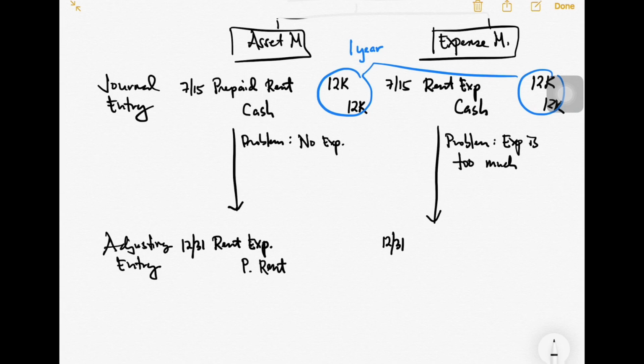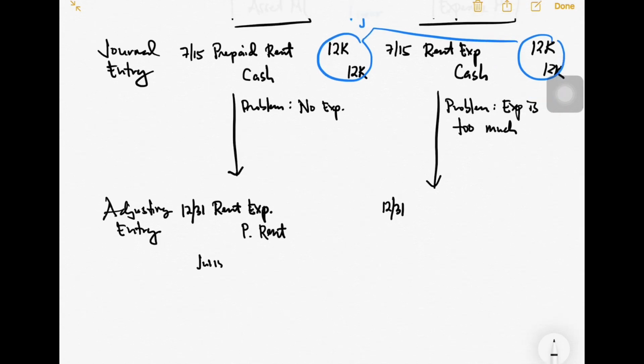To compute that, we need to determine the number of months that occurred from July 15 to December 31. So let's compute. From July 15 to December 31, that's 0.5 to complete July, August, September, October, November, December. So it's 5.5 months. This is the number of months that should be expensed this year.